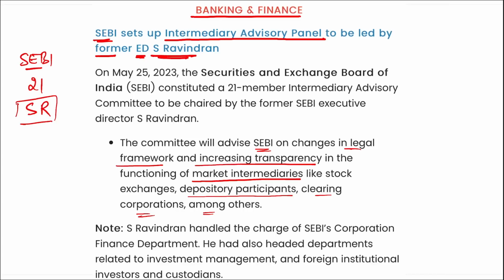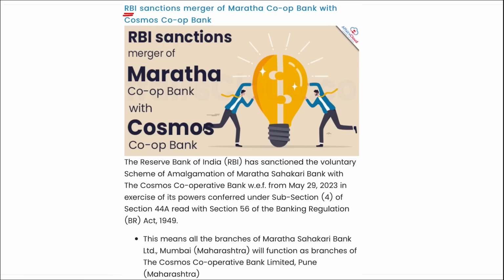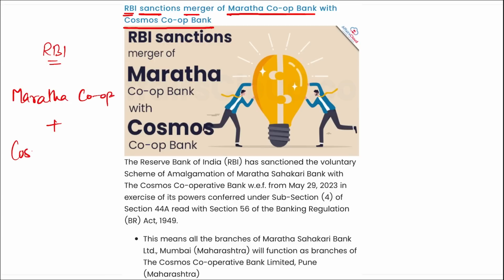Next is RBI sanctions merger of Maratha Cooperative Bank with Cosmos Cooperative Bank. So it is your RBI who sanctioned the merger of the Maratha Cooperative Bank with your Cosmos Cooperative Bank, right? So I repeat, it is your RBI sanctioned the voluntary scheme of the amalgamation of Maratha Sahkari Bank with the Cosmos Cooperative Bank with effect from 29th of May in exercise of the power conferred under the subsection 4 of the section 44A.